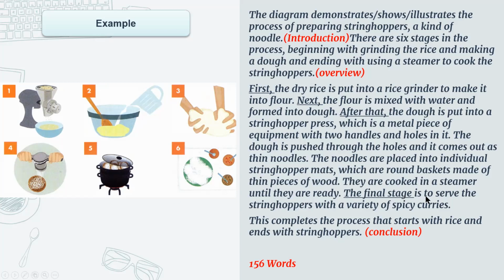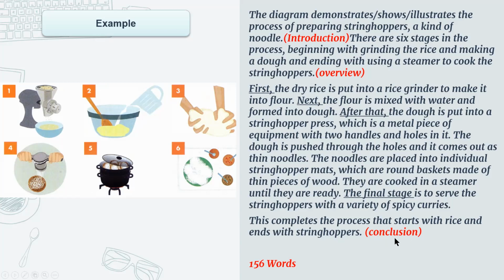The final stage is to serve the string hoppers with a variety of spicy curries. This is the final stage, final step. You could say the final step is, you could say the final stage is, it doesn't really matter. Okay, so in the main body of this short essay, we've used the sequencing words first, next, after that. Okay, you could use even then they are cooked in a steamer until they are ready for the fifth step.